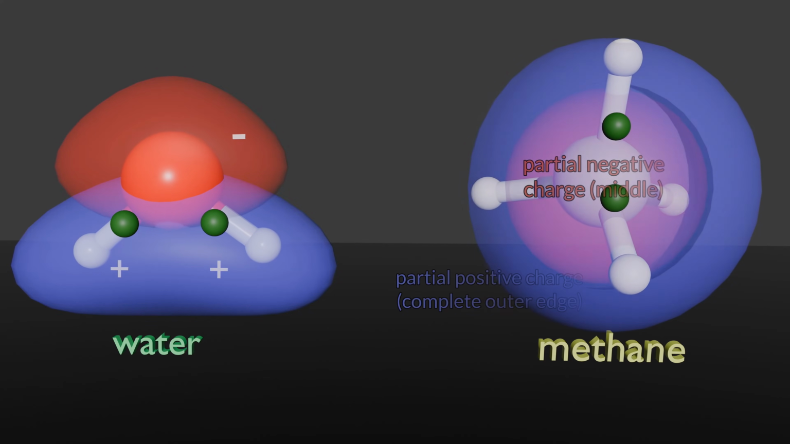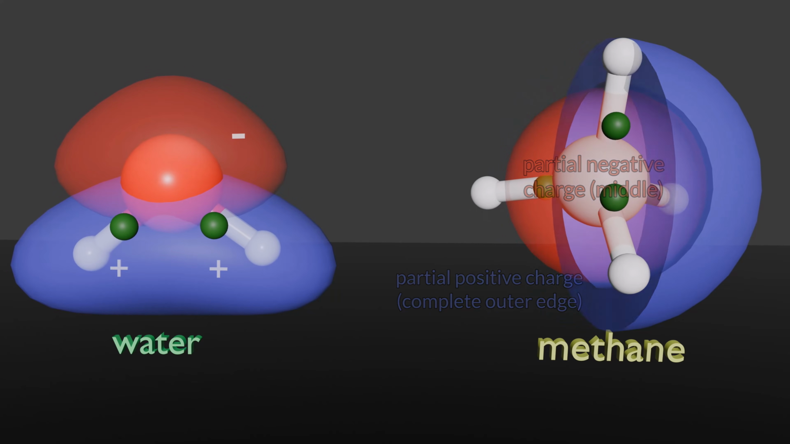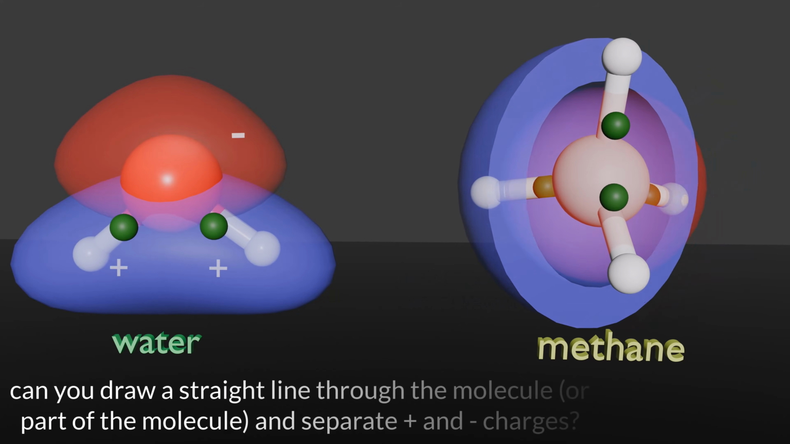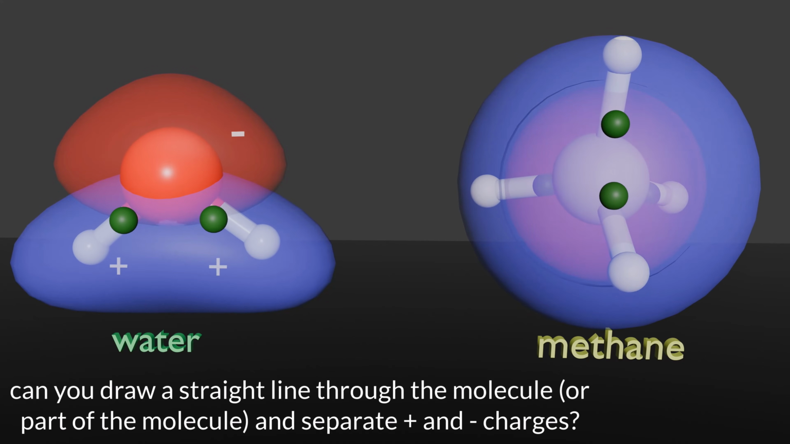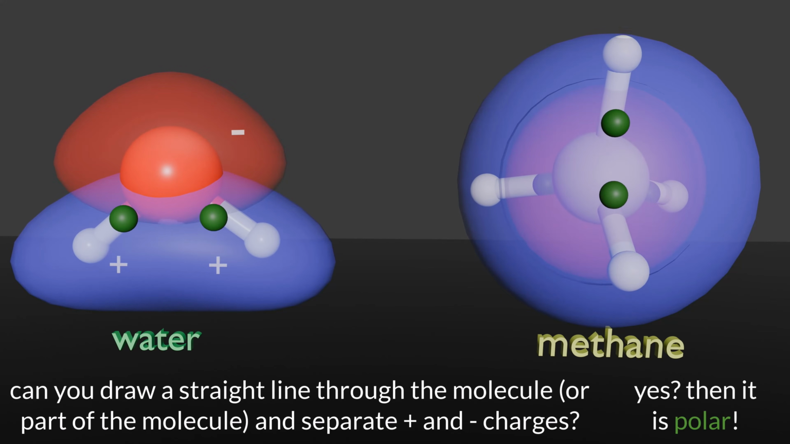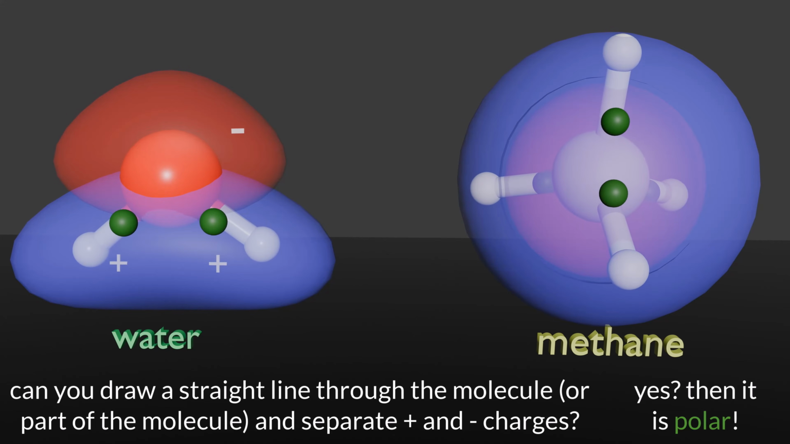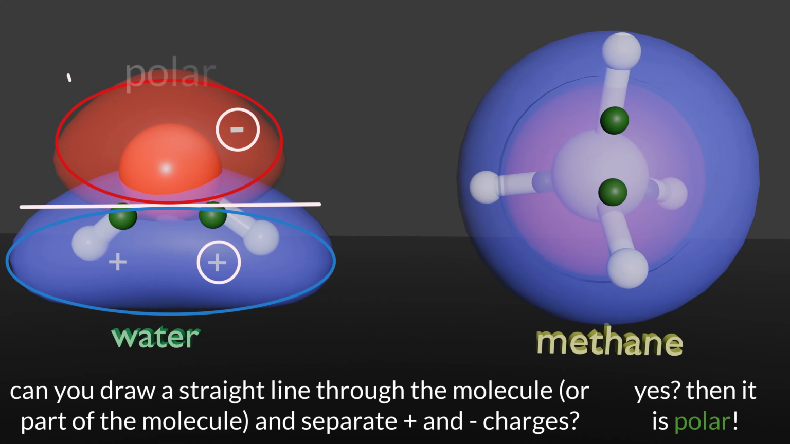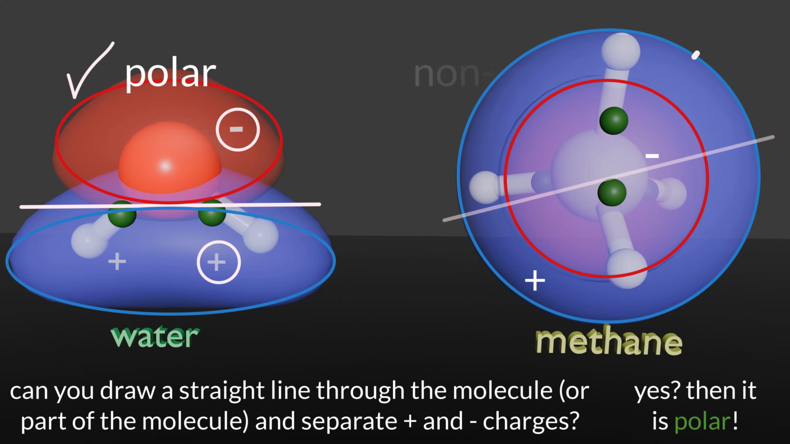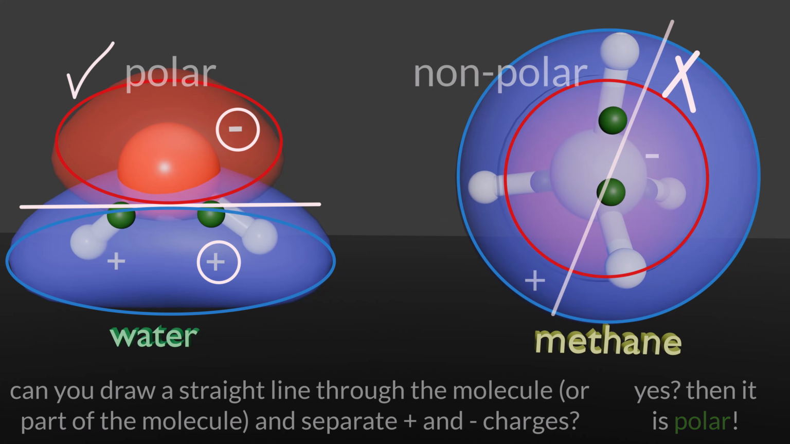An easy way to tell if a molecule is polar or not is to ask yourself, can I draw a straight line through this molecule and have all positive charges on one side and all negative charges on the other? If you can do that, the molecule, or at least the part of the molecule, should be polar. Illustrating that here, we can see that a line can be drawn through the water molecule to separate the charges. But there is nowhere I can accomplish that with the methane molecule, which means it is nonpolar.